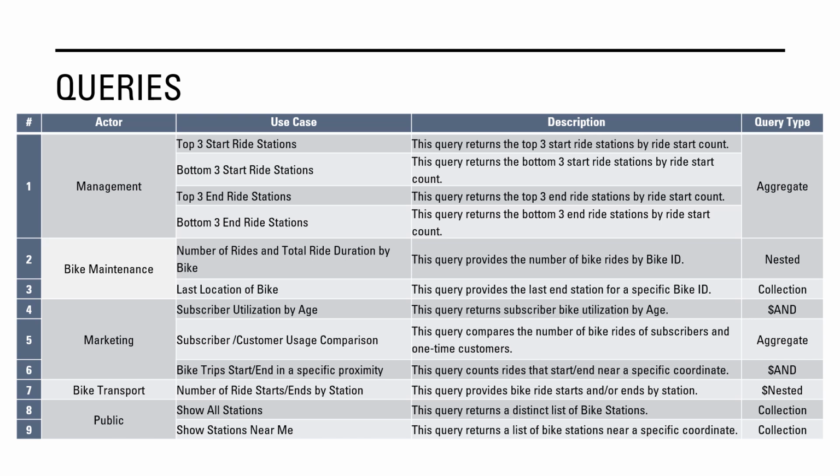And queries 8 and 9 on the slide are for the public actor, 1 to get a complete list of bike rental stations and 1 to find a list of bike stations in close proximity to their current location.